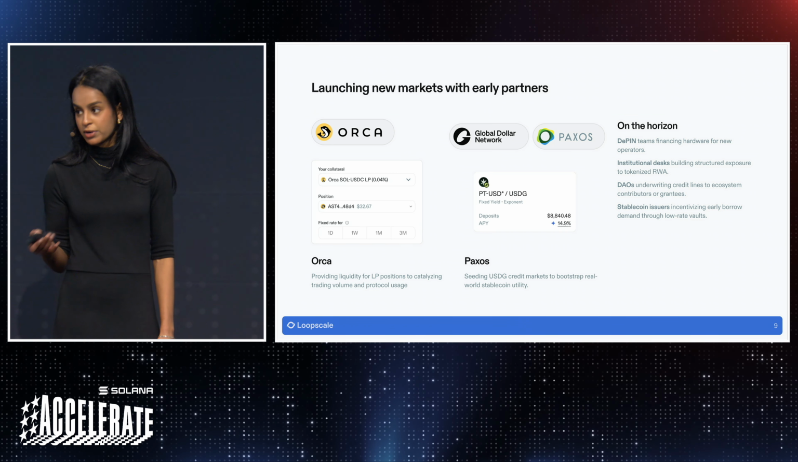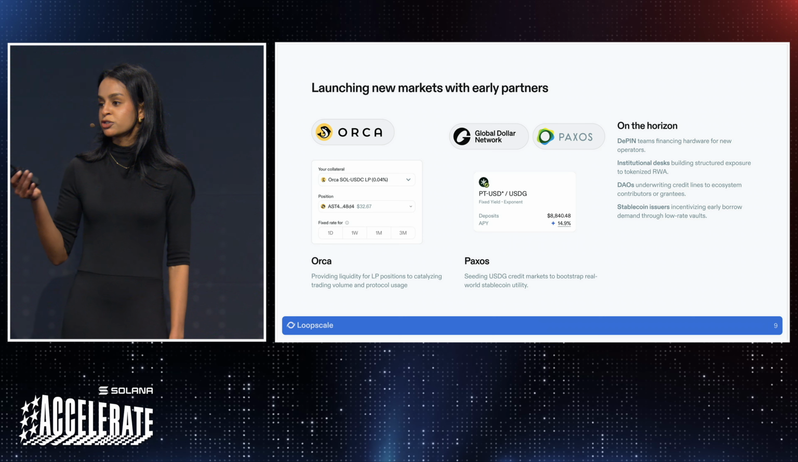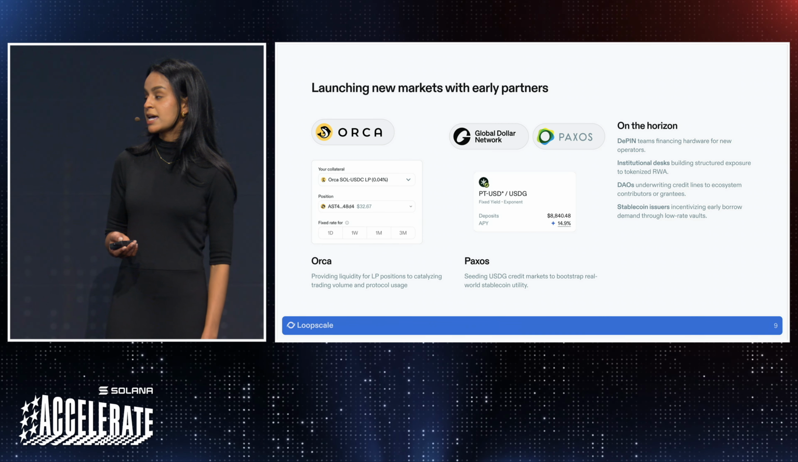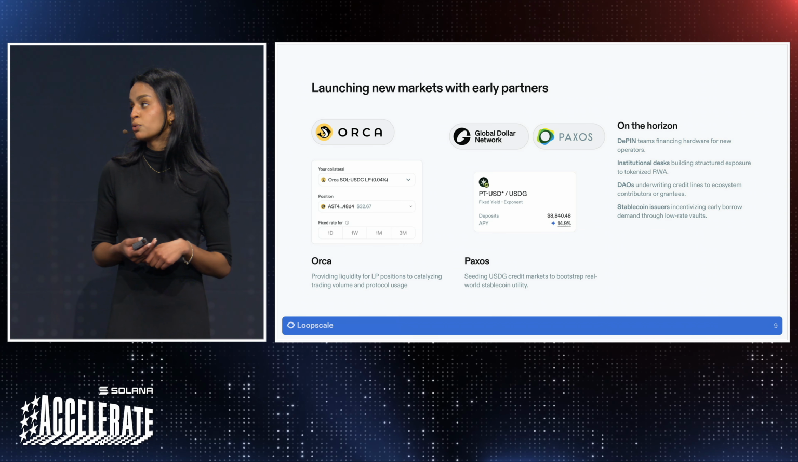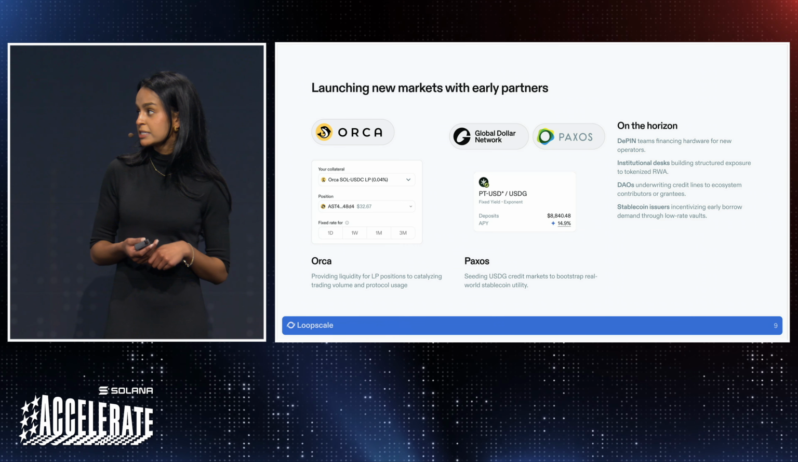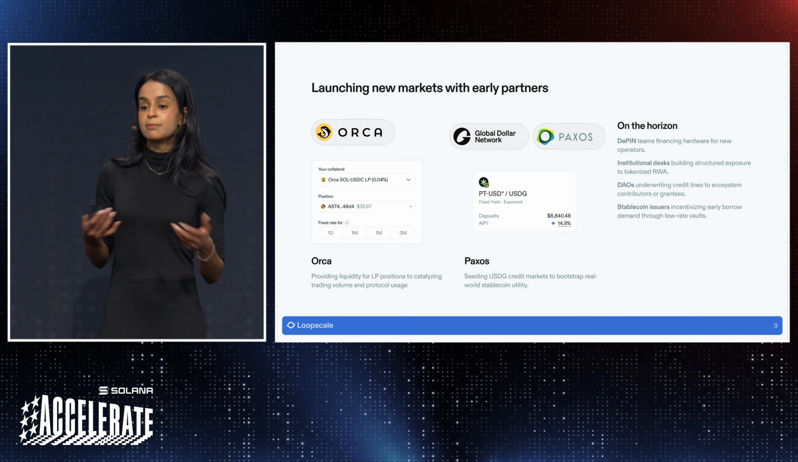Another example is the vault we're doing with Global Dollar Network and Paxos, in which the goal is to bootstrap stablecoin adoption. There are all sorts of different DeFi products that a team like that would want to introduce to the space, whether that's USDG-backed loops or leveraged USDG LP positions. To bootstrap that growth, a team like Paxos can deposit and lend USDG at favorable rates and accelerate the USDG ecosystem.